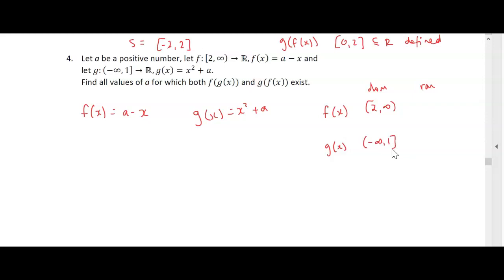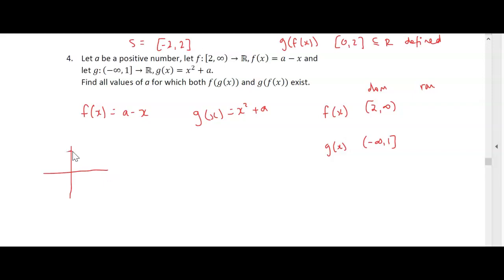All right, so let's have a look at f of x first. It's a linear graph. It has a y-intercept at A. Okay, so if I was to graph this, it's a good idea to graph when you're working out your domain and range. So it's got a y-intercept at A.